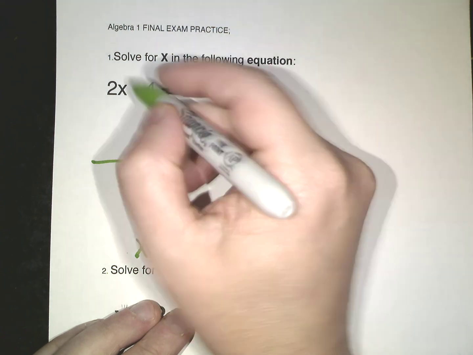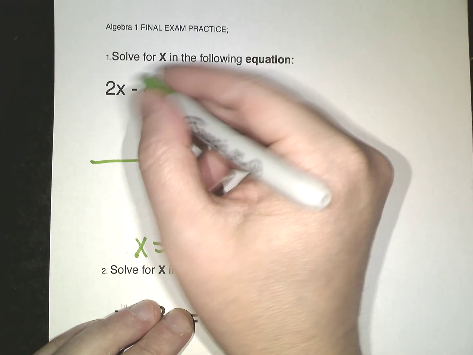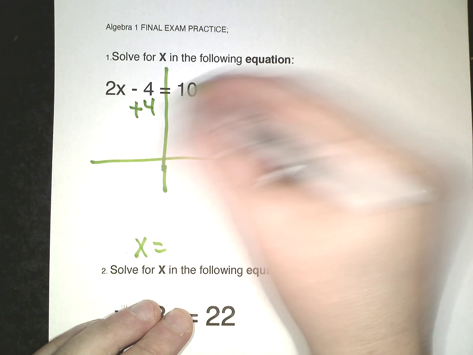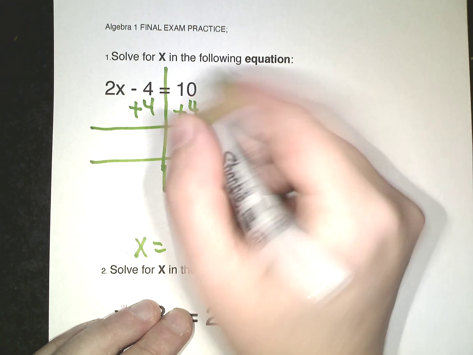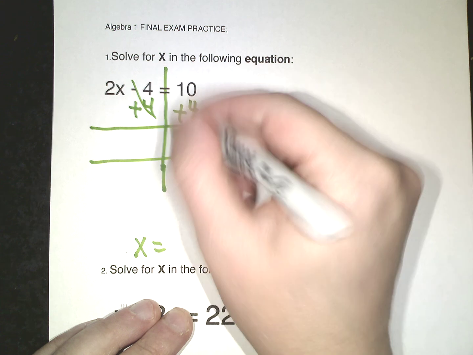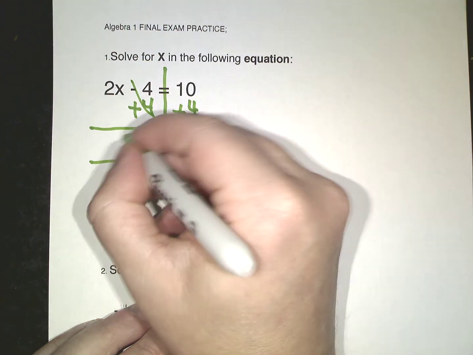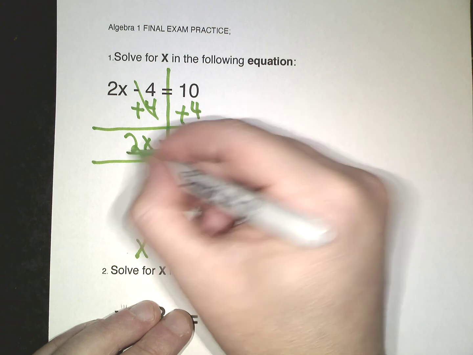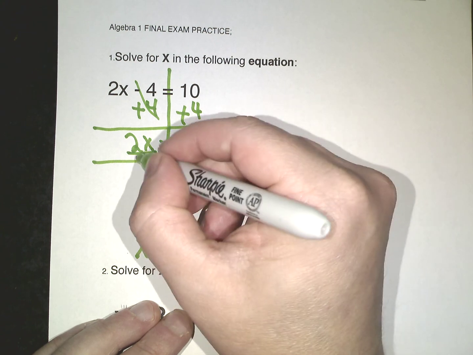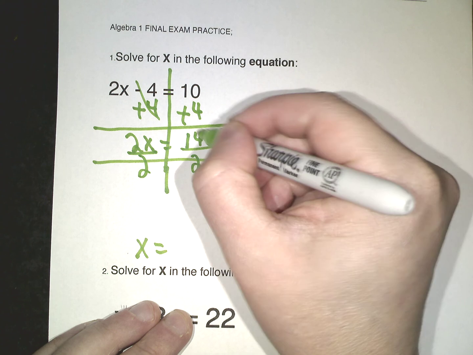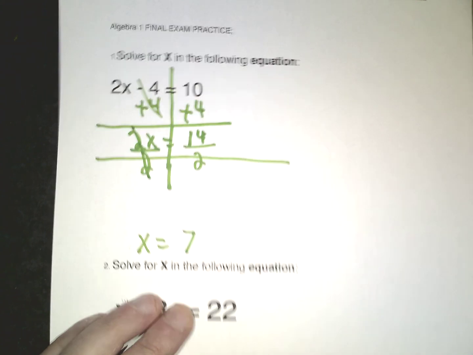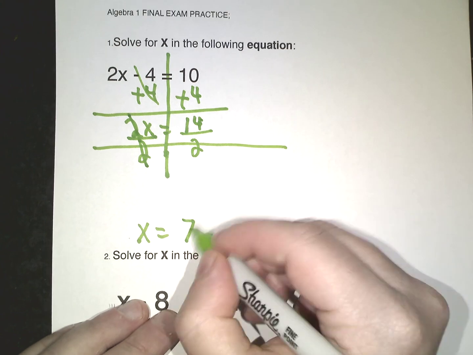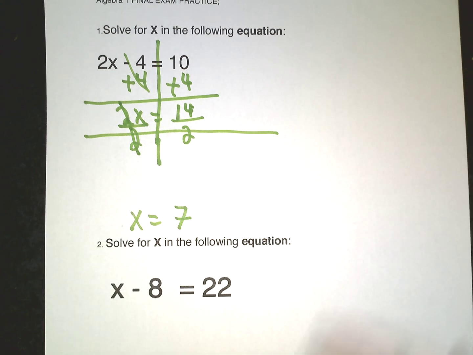On this side of the equal sign, I have a -4 and a 2. I always do my addition and subtraction first. If I do something on one side, I do it on the other. That goes away. 2x equals 14. My next step is to divide both sides by 2. 14 divided by 2 is 7, and 2 divided by 2 is 1. So x equals 7.